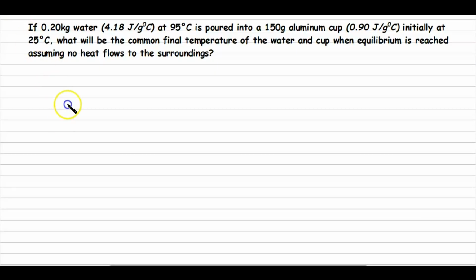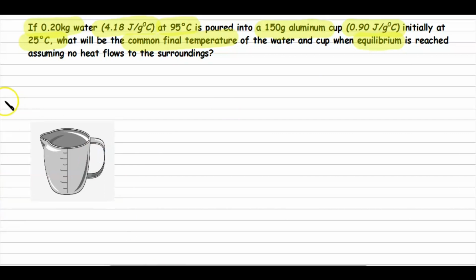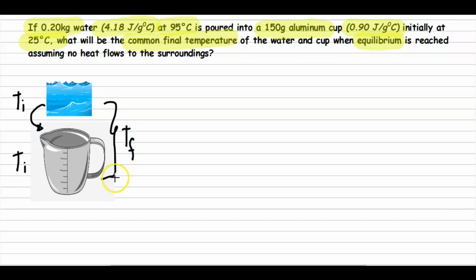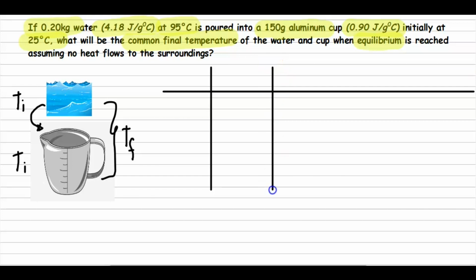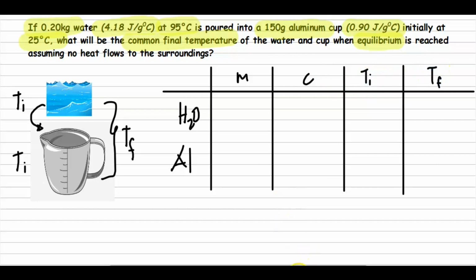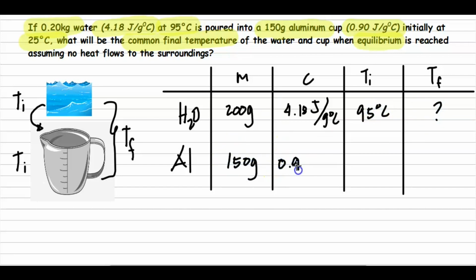Now let's try to look at this problem. If 0.20 kilograms of water at 95 degrees Celsius is poured into a 150 gram aluminum cup initially at 25 degrees Celsius, what will be the common final temperature of the water and the cup when equilibrium is reached, assuming no heat flows to the surroundings? Let us not forget that after the mixture, they will have the same final temperature. The initial step here is to identify all the given and identify what we are looking for. A table like this will help us organize the given. Convert kilograms to grams, so that it would be the same with the specific heat.